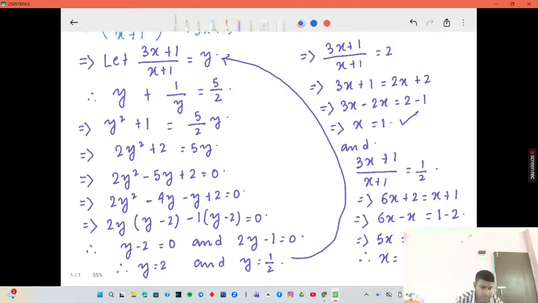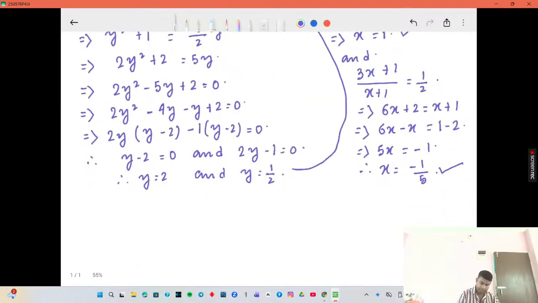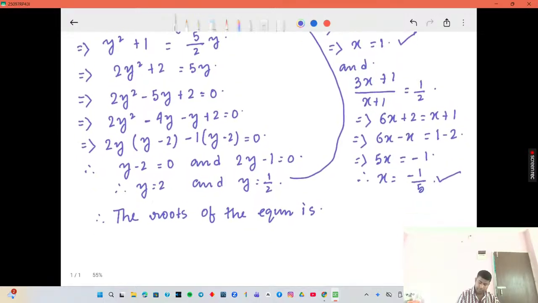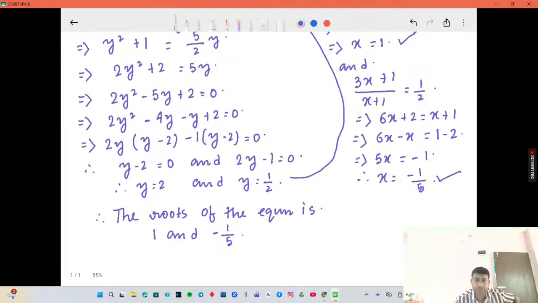So here you can see the roots of the given equation. Have you understood what I have done in order to find the value of x? Therefore, the roots of the equation are 1 and minus 1/5. So this is the last question for this session.